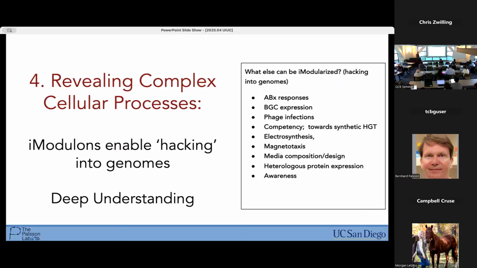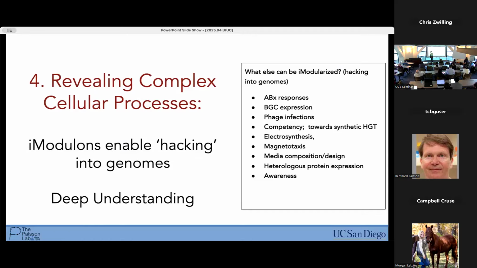We have also continued to hack into genomes, if you will. By extracting iModulons, we are hacking into a genome and getting the process that we're looking for. Here are some examples of cellular processes we have hacked out of a genome: the antibiotic responses, the biosynthetic gene clusters for secondary metabolites, phage infections, and competency, which I mentioned. This will probably end up as a synthetic horizontal gene transfer system. I think we pretty much now have the electrosynthetic iModulons, and I mentioned some of these other ones.